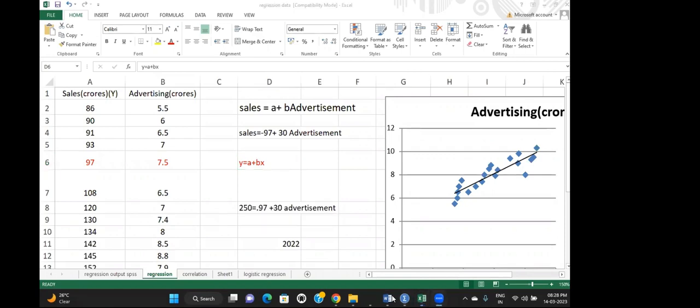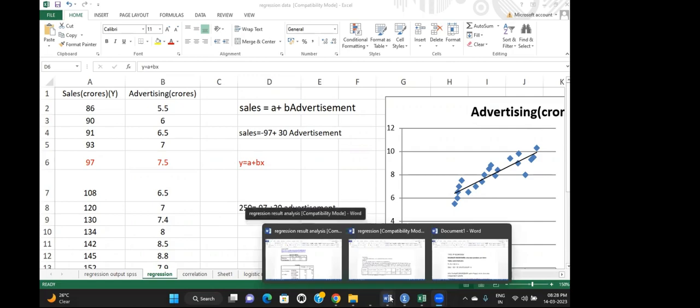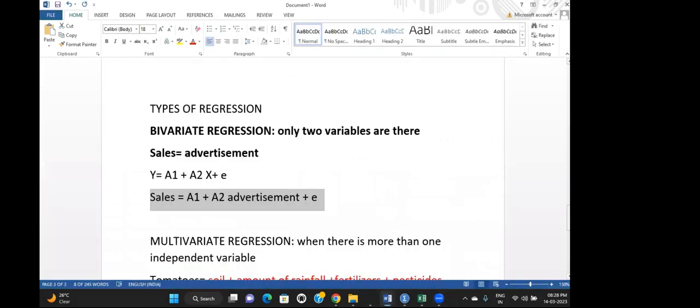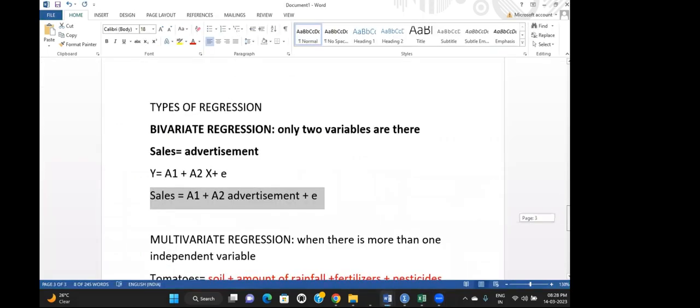Is this clear to all? Ma'am, may I ask one question? Yes, yes. Ma'am, in the example you said tomatoes, production of tomato depends upon 2-3 factors, and here we are only taking advertising. Only one factor.